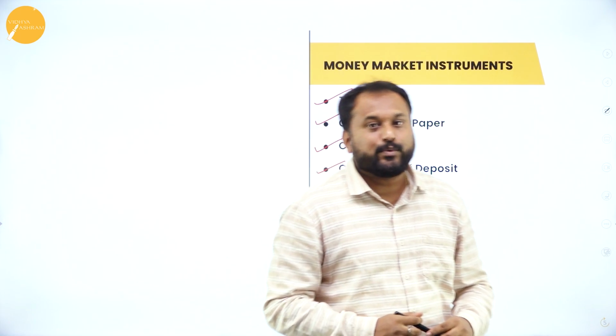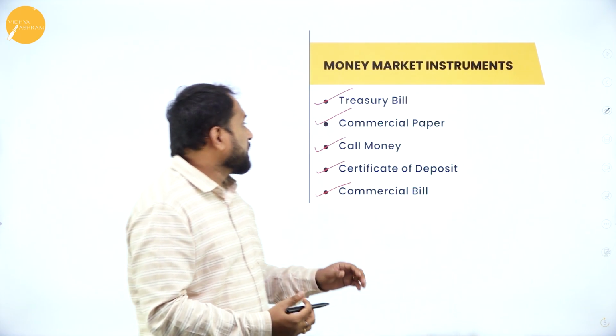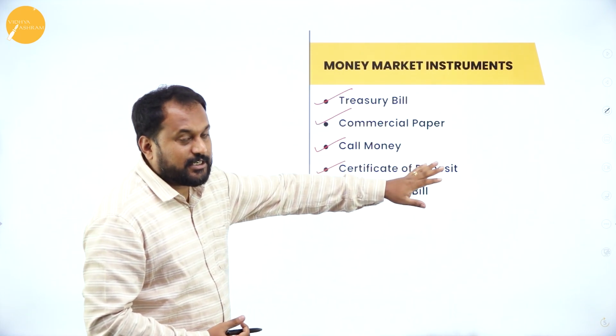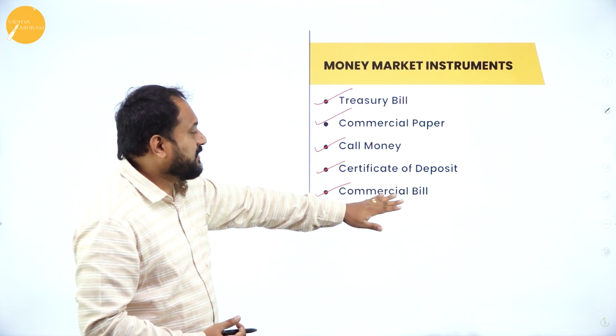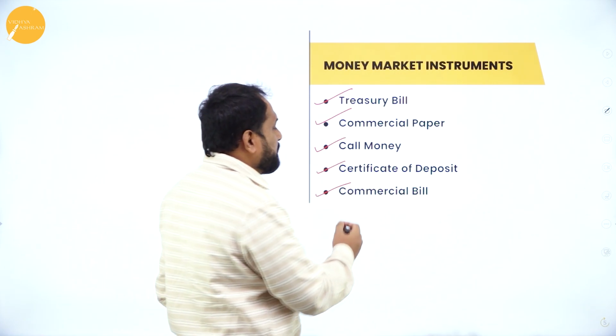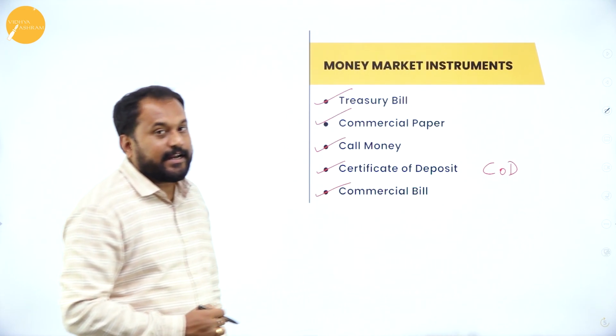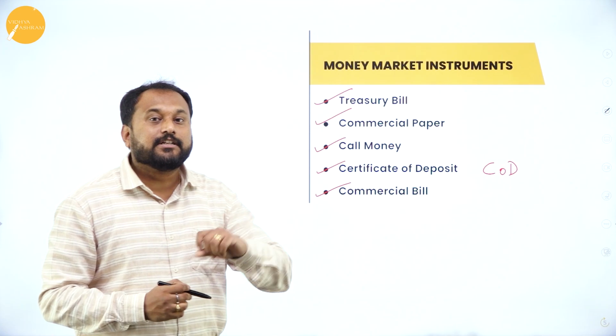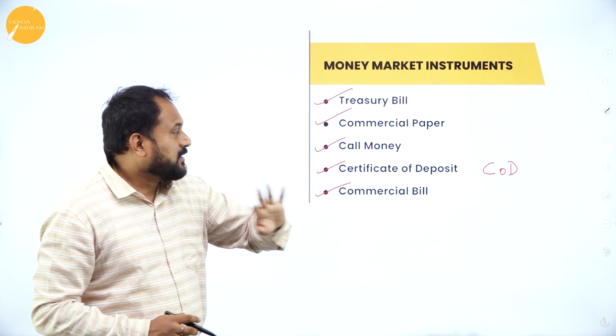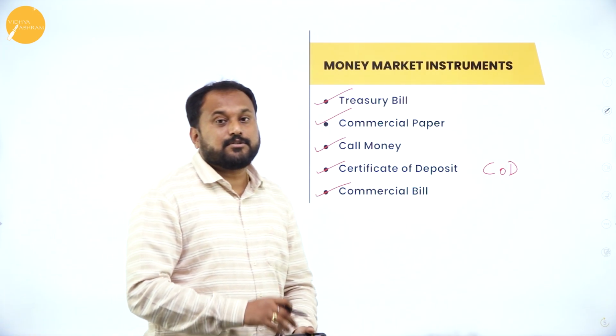Or you can also get a question, that is, what is treasury bill, commercial paper, call money, certificate of deposit? See, certificate of deposit is also called CD, right? So please do not get confused with cash on delivery. Next is commercial bill.